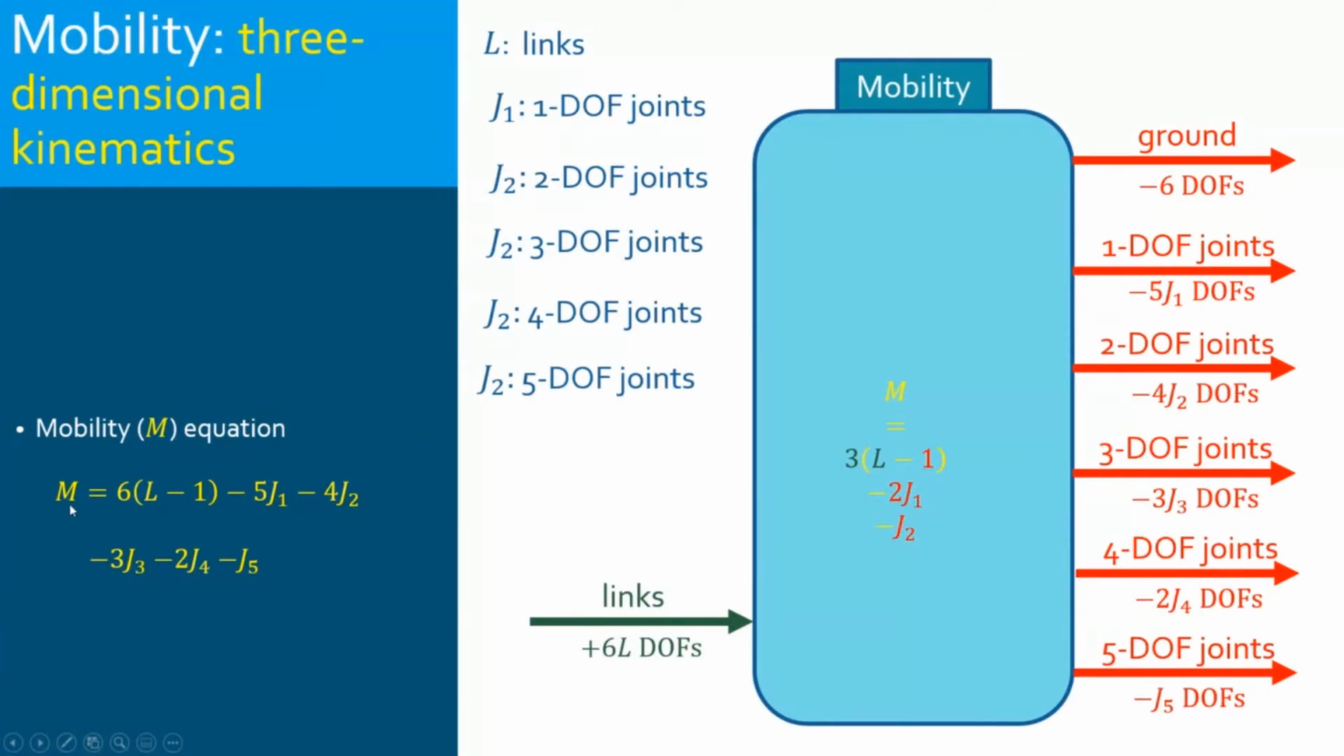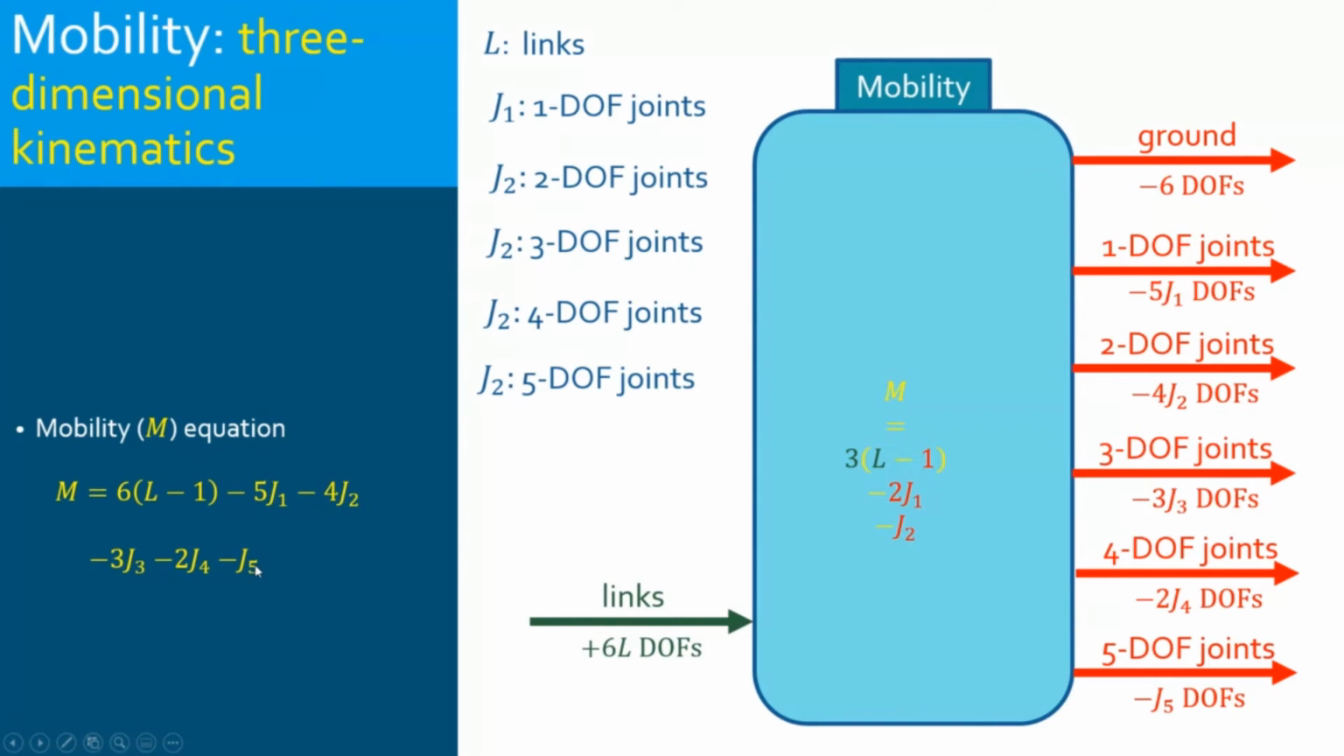So at the end, the mobility for three-dimensional mechanisms is 6 times (L minus 1), where L is the number of links, minus 5J1, where J1 is the number of kinematic pairs that allow only 1 degree of freedom, minus 4J2, where J2 is the number of kinematic pairs that allow 2 degrees of freedom, minus 3J3, where J3 is the number of kinematic pairs that allow 3 degrees of freedom, minus 2J4, where J4 is the number of kinematic pairs that allow 4 degrees of freedom, and at the end minus J5, which is the number of kinematic pairs or joints that allow 5 degrees of freedom.